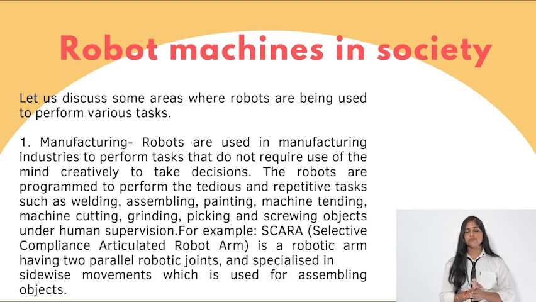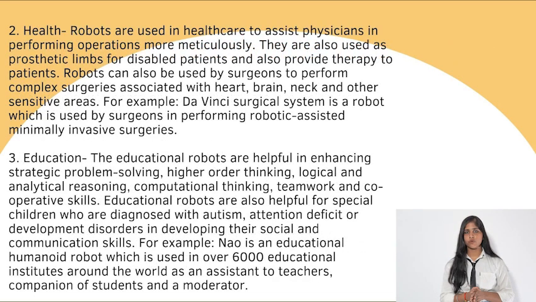which is used for assembling objects. Now, in the health sector also we can use robots. They are used in healthcare to assist physicians in performing operations more meticulously. They are also used as prosthetic limbs for disabled patients and also provide therapy to patients. Robots can also be used by surgeons to perform complex surgery associated with the heart, brain, neck and other sensitive areas. For example, the Da Vinci surgical system. It is a kind of robot which is used by surgeons in performing robotic-assisted minimally invasive surgeries.